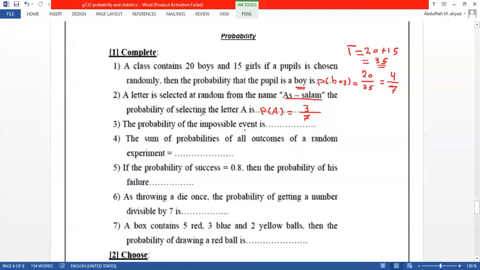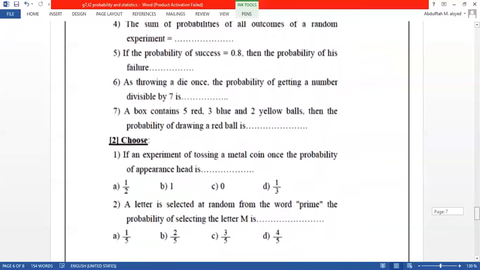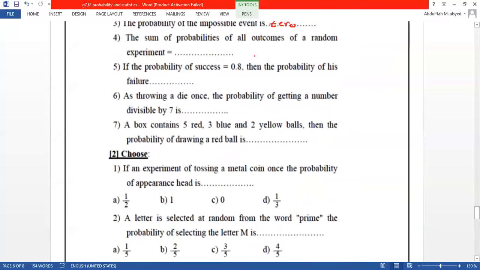The probability of an impossible event, as we have mentioned before, equals 0. The sum of the probabilities of all outcomes of a random experiment, as we have mentioned, also equals 1. The probability of success is 0.8. Then the probability of failure, the complement of the event, we subtract from 1. 1 minus 0.8 equals 0.2.